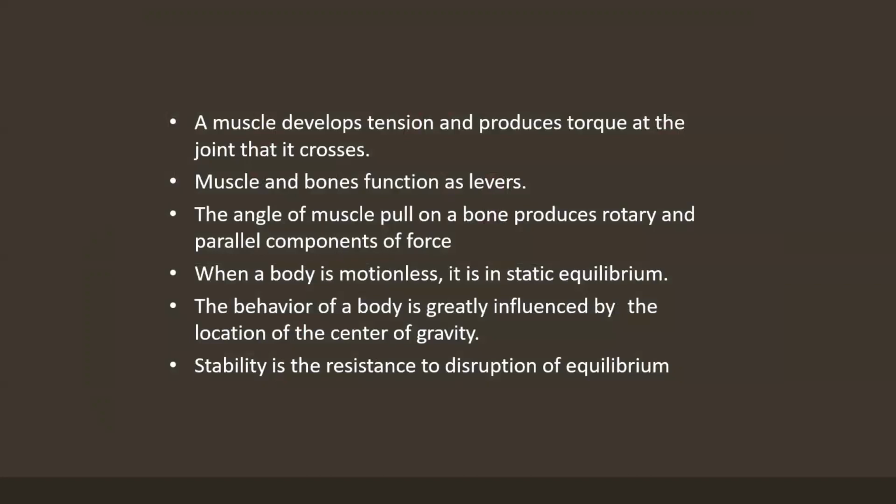Muscle develops tension and produces torque at the joint that it crosses. Muscle and bone function as levers. The angle of the muscle's pull on a bone produces rotary and parallel components of force. When a body is motionless, it is in static equilibrium. The behavior of a body is greatly influenced by the location of the center of gravity, and stability is resistance to disruption of equilibrium.